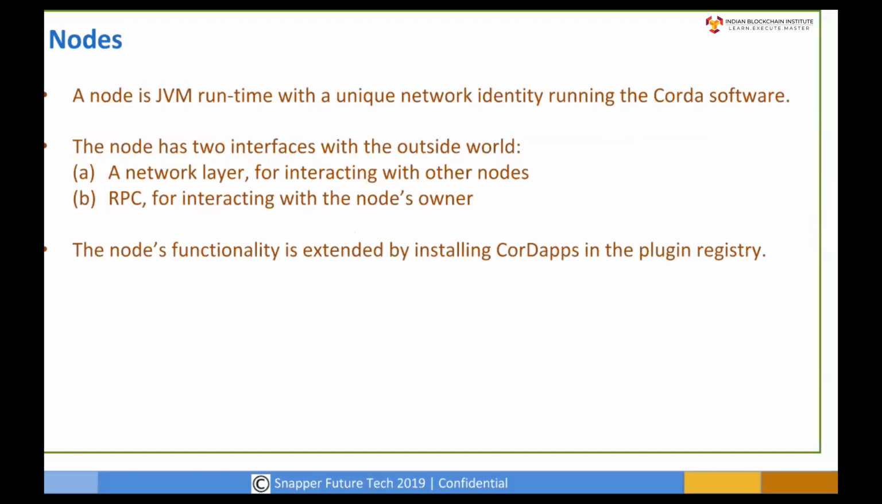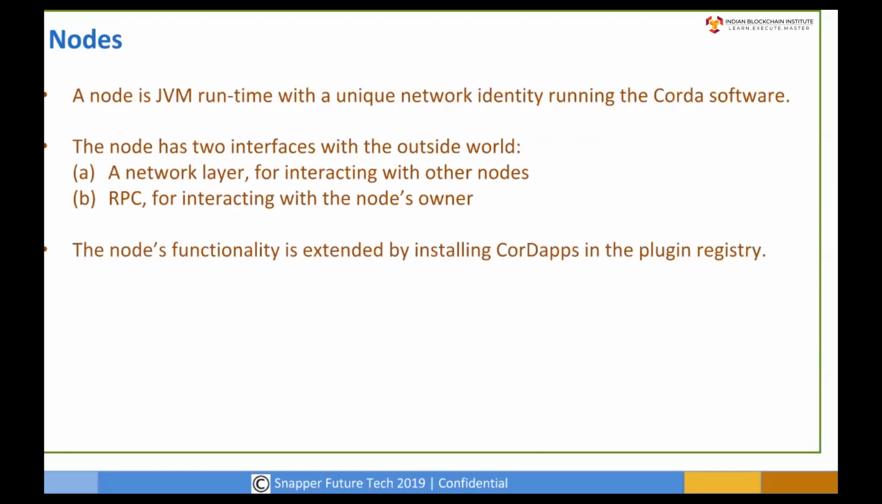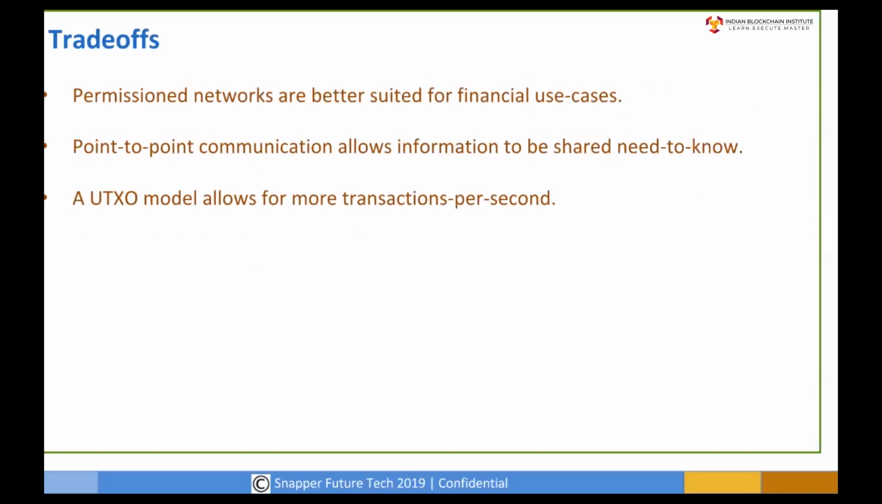A node. So a node is a JVM runtime with a unique network identity running the Corda software. The node has two interfaces with the outside world: a network layer for interacting with the other nodes, and a remote procedure call, or RPC, for interacting with the node's owner. The node's functionality is extended by installing CorDapps in the plugin registry. So I hope you get what a node is. A node is a node in every blockchain network, and it does the same thing.